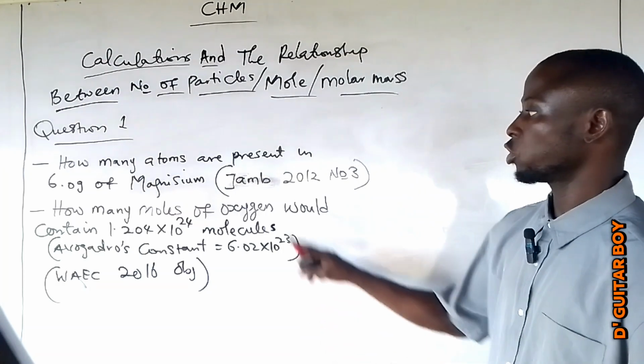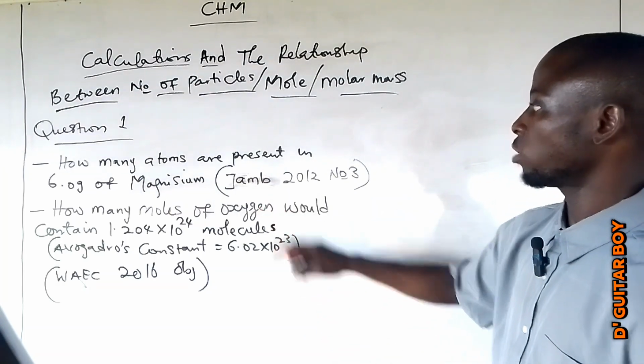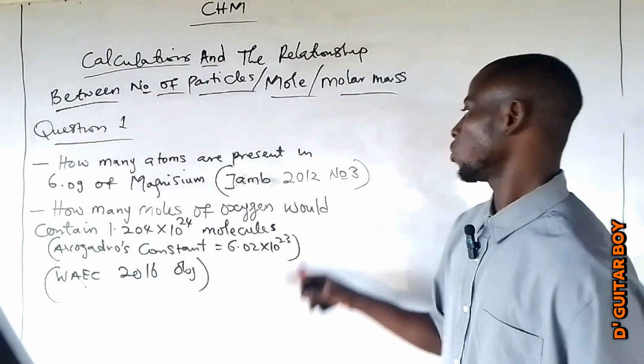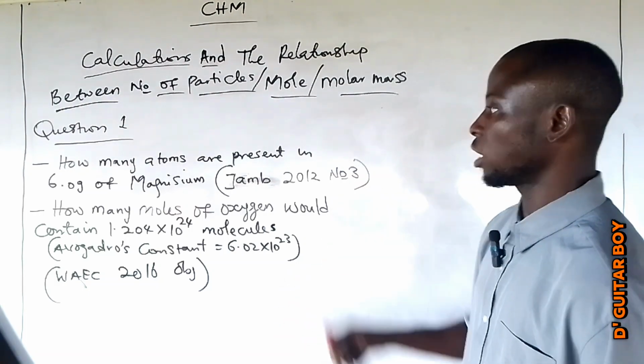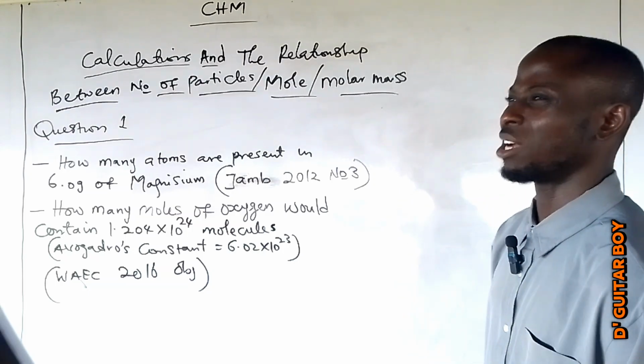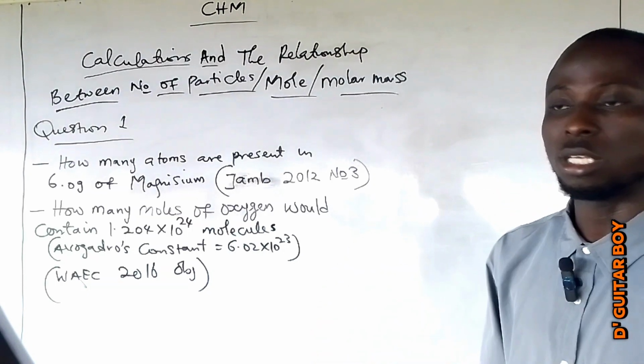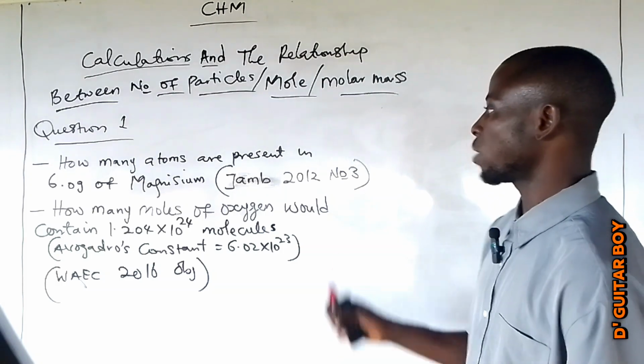The number one of these questions on the board is a JAMB question 2012. This is number 3. You can go and check it. We have many. You can check from 2012 up to date. You have many similar questions like this. So this one is 2012.